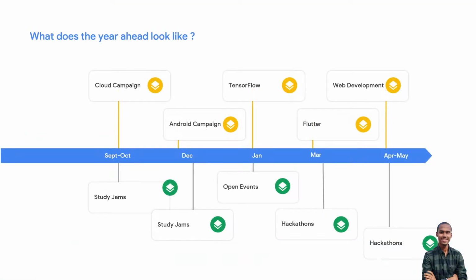So what will the year ahead look like? In September or October, we will have the cloud campaign where you'll get to learn about cloud technology or the Google Cloud program, and it will be a study jam. Then in December, we have the Android campaign, which will be the same as study jams, where we'll get an abundance of resources about cloud and Android, and we'll be making one project live. That will be a live session, all right?